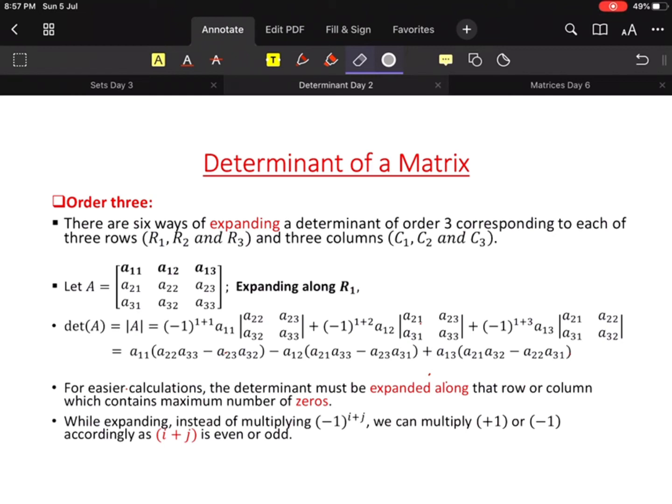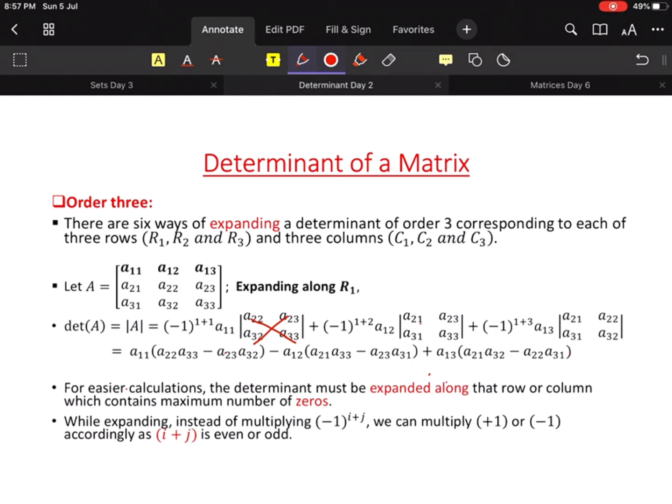Now we will have to simplify. First, (-1) to the power 1 plus 1 is plus 1. A11 into, we already learned how to find the determinant of an order 2 matrix, so we multiply these two, then minus the product of these two: A22 A33 minus A23 A32. In this way we go along.